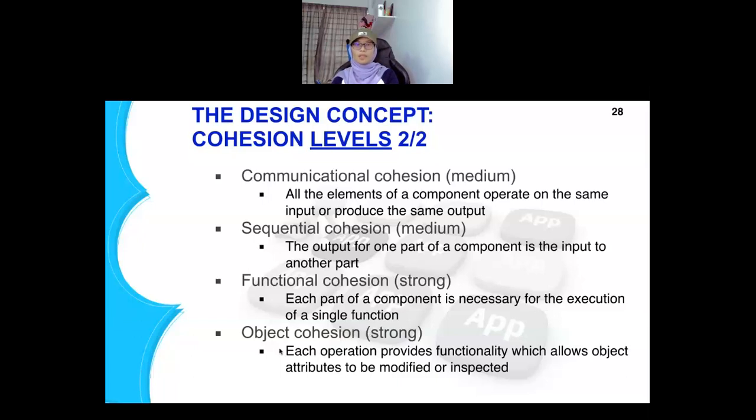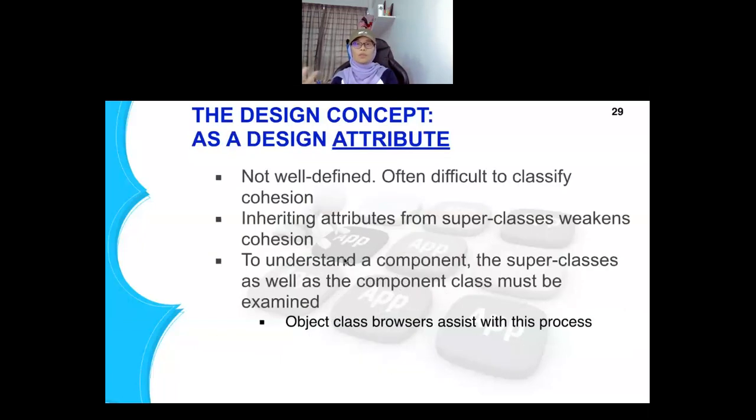And lastly, the strongest is object cohesion. Each operation provides functionality which allows attributes to be modified or inspected. So the good ones are the two strongest, functional and also object cohesion. That's why they mention function and also object-oriented. Each part of the component is necessary for execution of a single function, so they are not tied together, right? The second one, one attribute needs to be modified or inspected, operates differently based on the functionality.